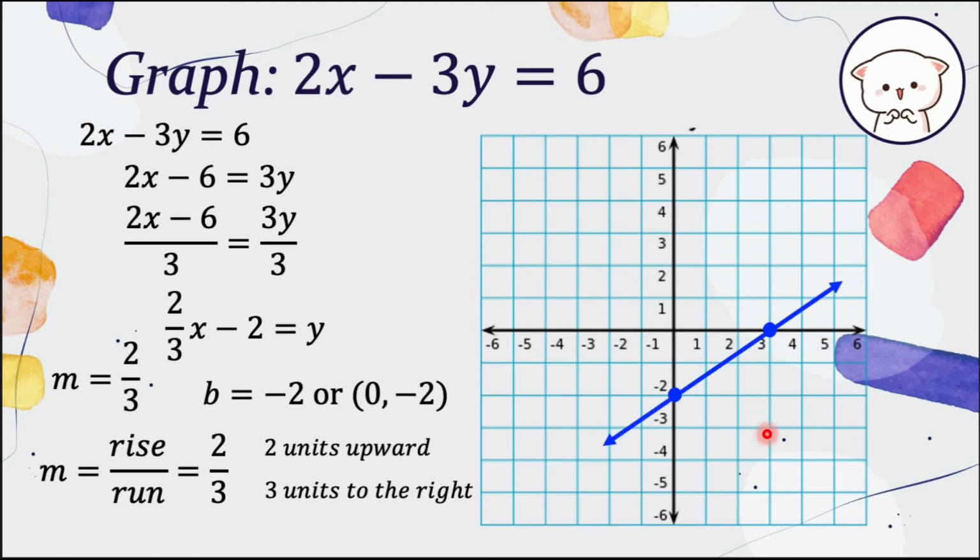As you can see, grade 8 students, looking at the graph, it is rising to the right. We are correct because here the slope is positive. So again, if the slope is positive, your graph should rise to the right.